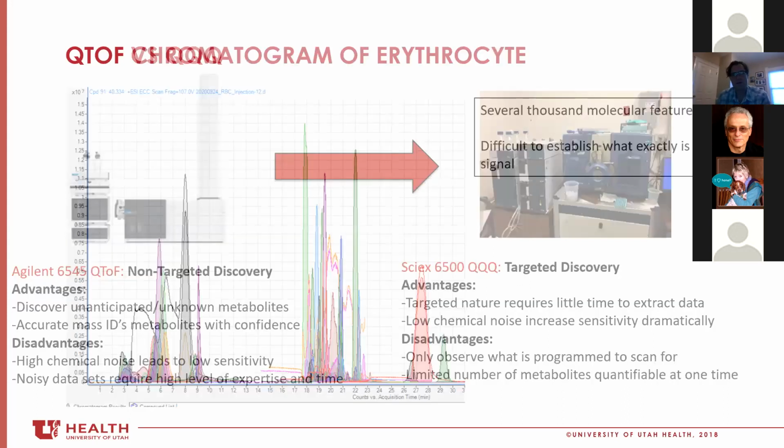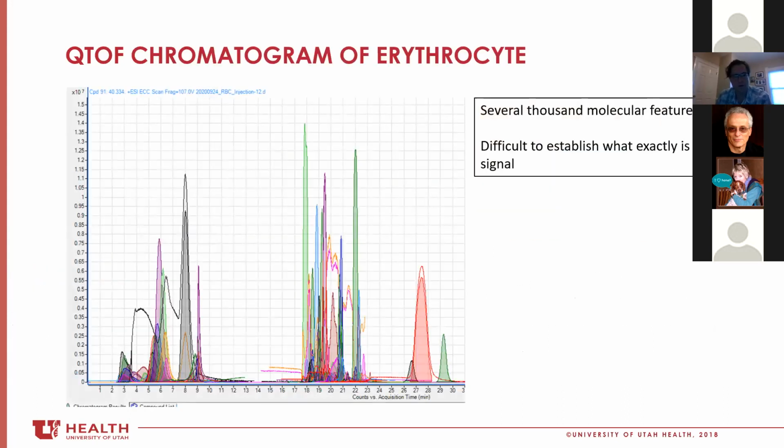And here's just an example of a QTOF chromatogram from the erythrocyte. It may look fairly simple to look at, but underneath here, there are hundreds and hundreds of different little peaks. The time consuming part of this is figuring out what's real and what's noise, or chemical noise. There are lots of different techniques that people use, and we use, to decipher through this. But the problem is it still takes a lot of time to look through each one of these peaks and decipher what they are, right?